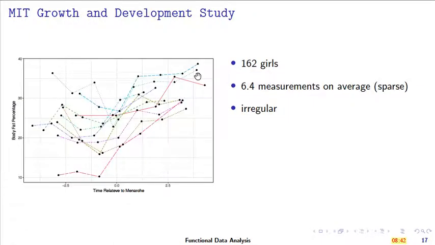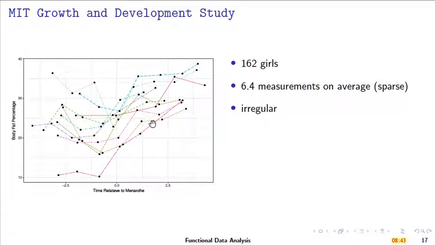So this is another example. This is the body fat percentage for 152 girls around the time before or after menarche.